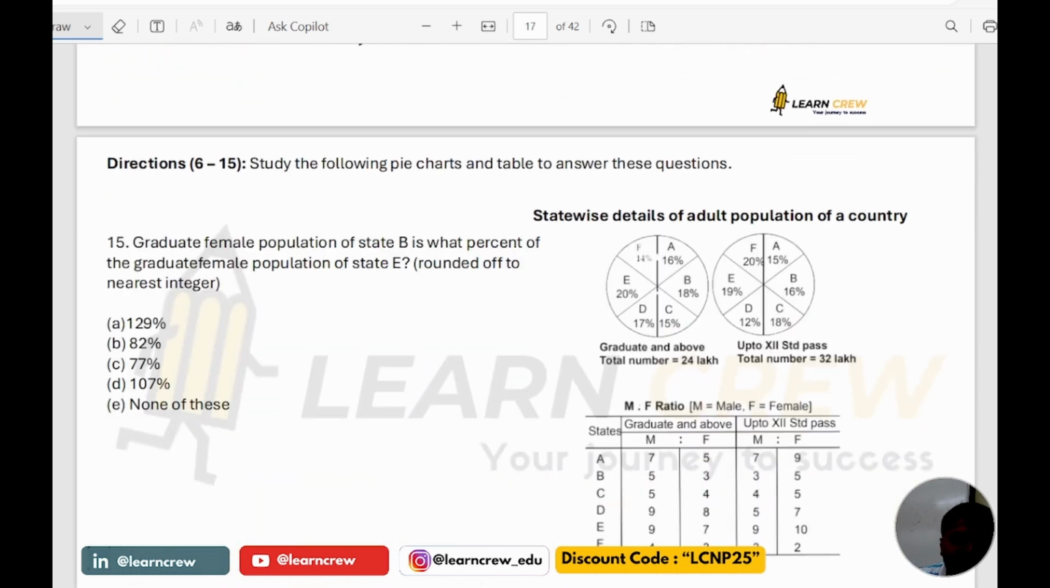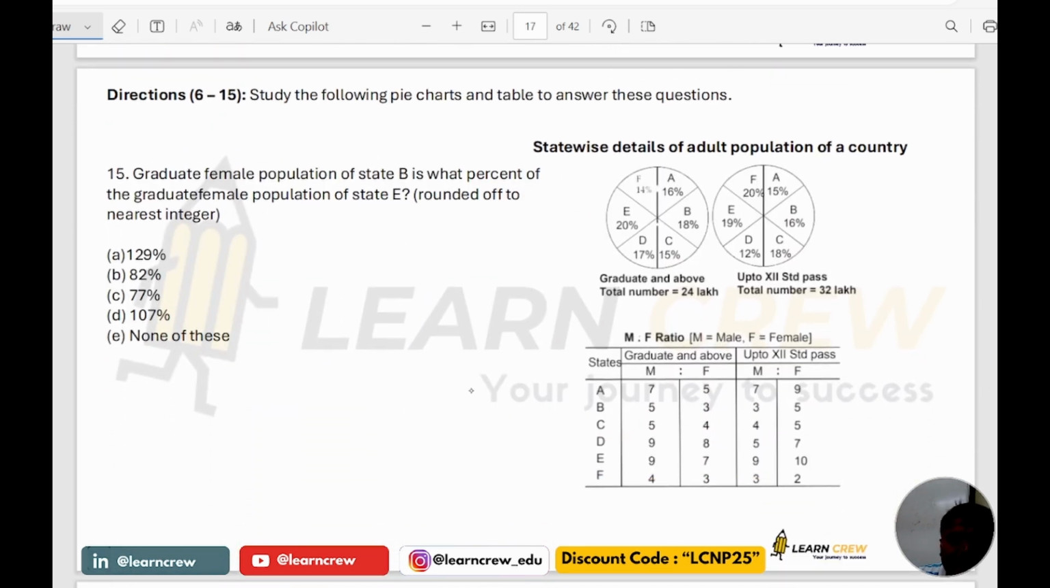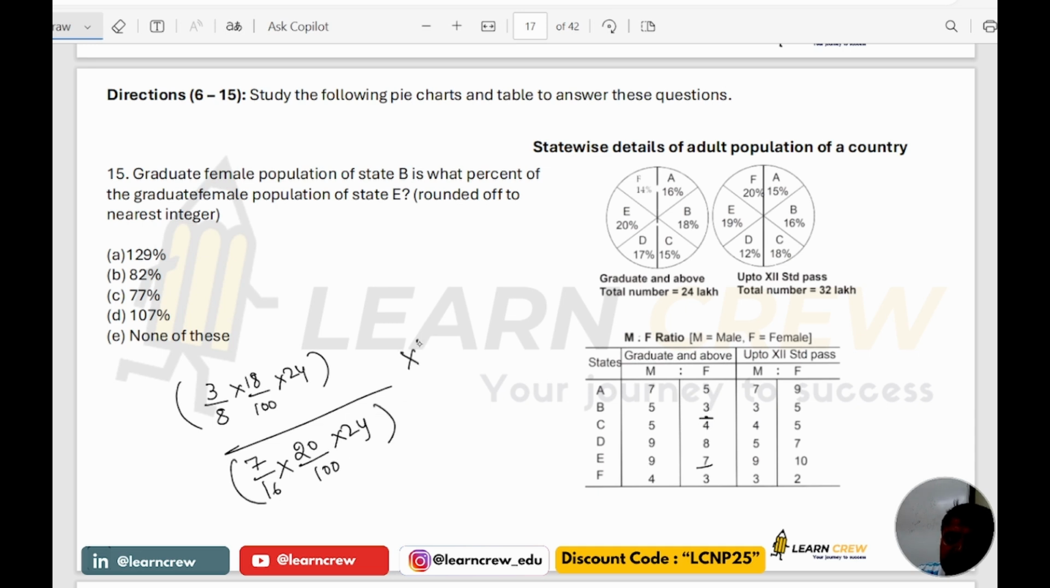Now next question. Graduate female population of state B means 3 by 8 of 18 percentage of 24 lakhs. This is what percentage of graduate female population of state E? Graduate female population of state E is how much? 7 by 16 of E, which is 20 percentage of 24 lakhs. So the question is, this is what percentage of that.